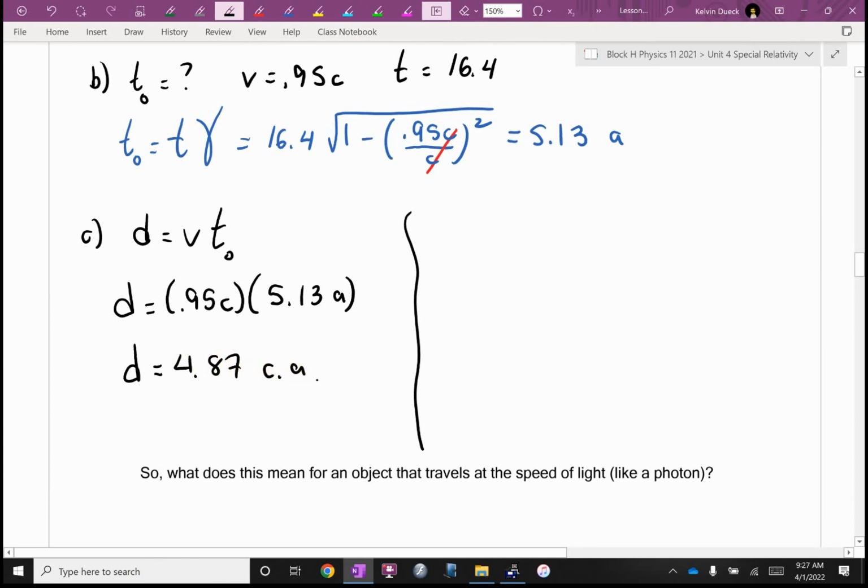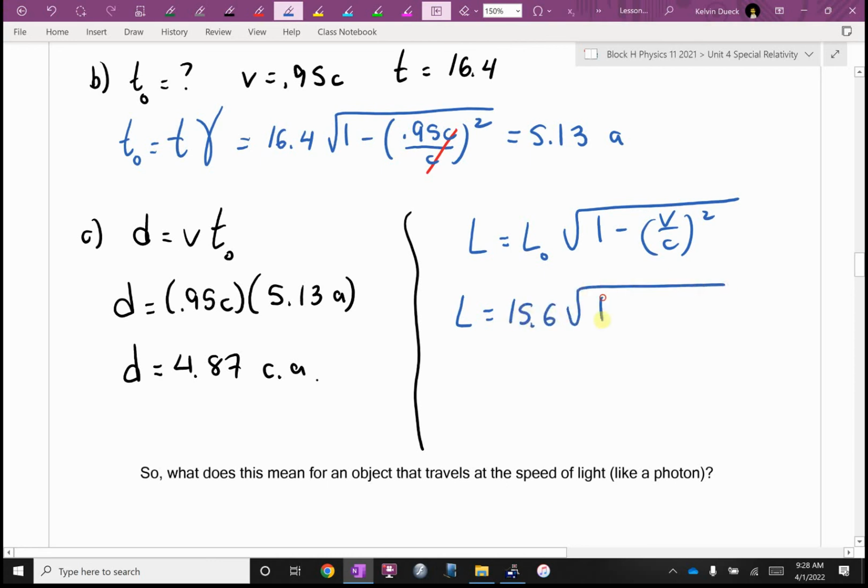There's another way I could have done this. I could have used the length contraction equation. Can you read to me, Finley, the L equation, the length contraction equation? L equals L0, square root 1 minus v over c squared. L is the relativistic length. L0 is the original length. If we go L, what was the original length measured from Earth in light years? 15.6.